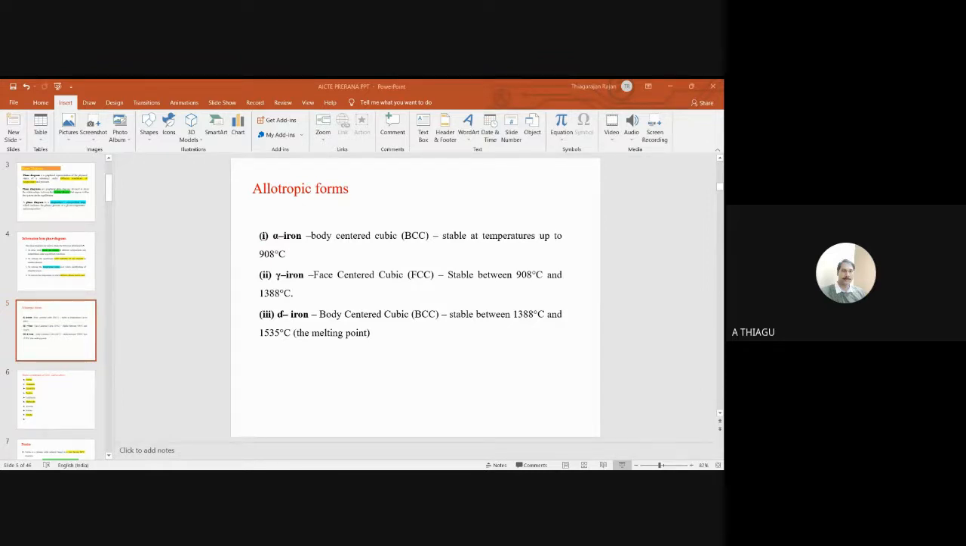In most cases the transformation happens only in the cooling stages. Whether austenite is rapidly cooled or slowly cooled, it will produce ferrite and pearlite. Pearlite is nothing but a combination of ferrite and cementite. Once you understand this terminology, you will be able to answer all the questions. So these are the various microstructures.